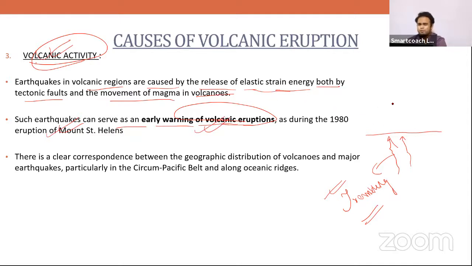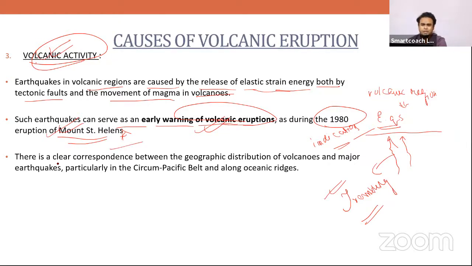So whenever in a volcanic region we see earthquakes, these earthquakes give us an indication that a volcanic eruption is going to take place. Similar example, if you look into a real-time example, such a scenario was seen in the year 1980 along the eruptions of your Mount St. Helens. All right. Next point, there is a clear correspondence between your geographical distribution of volcanoes and major earthquakes.